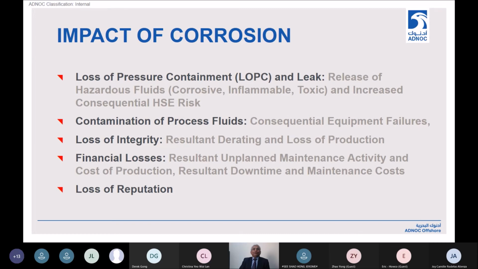Loss of integrity, as we talked about: oil and gas facilities are very expensive to build, and they're built with an intent of realizing economic benefit through a design life period, usually ranging from 30, 35, 40 years, in some cases beyond. So loss of integrity is a very important aspect to address. Financial losses, very, very important. Reputation, also as important.